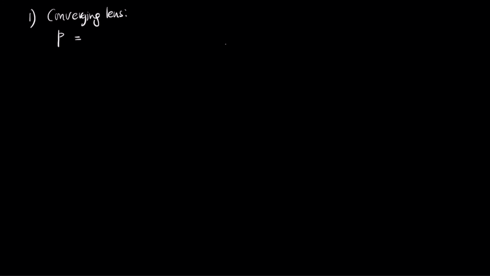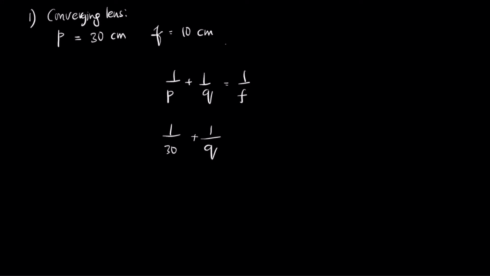So p is given as 30 centimeters and f is given as 10 centimeters. So we know the formula is 1 by p plus 1 by q equal to 1 by f. So 1 by 30 plus 1 by q is equal to 1 by 10. So now 1 by q can be written as 1 by 10 minus 1 by 30. If you take the LCM, it's 30 and you get 3 minus 1, so that is 2 by 30.